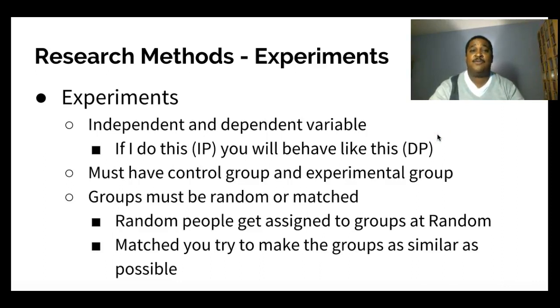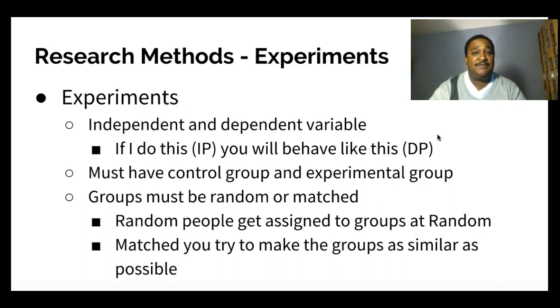For there to be a research experiment, you need to have an independent variable and a dependent variable. I kind of think of it as, if I do this independent variable, you will behave like this dependent variable. So the independent variable is the thing that I'm doing, and the dependent variable is the thing that I'm looking at, the thing that I'm observing in you.